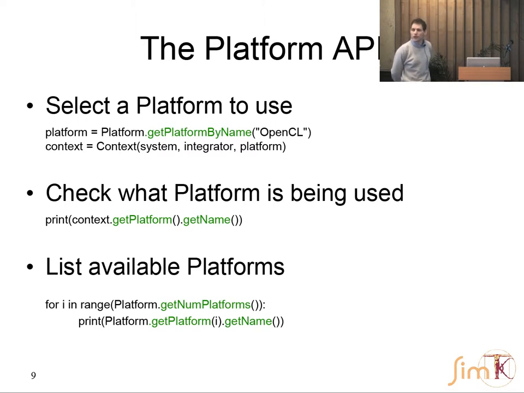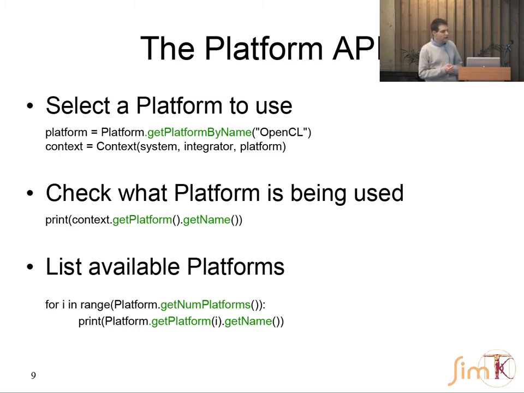It's a useful thing to print out just as output from any simulation, just so you'll have a record of what it was using. One other thing you might want to do is list all the available platforms, because that will vary depending on your computer. If you have CUDA installed and you've got an NVIDIA GPU, then you'll have the option of using the CUDA platform. If not, then you won't have that option. So it's good just to know what the available platforms are.